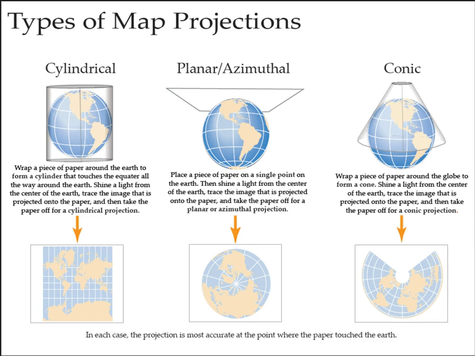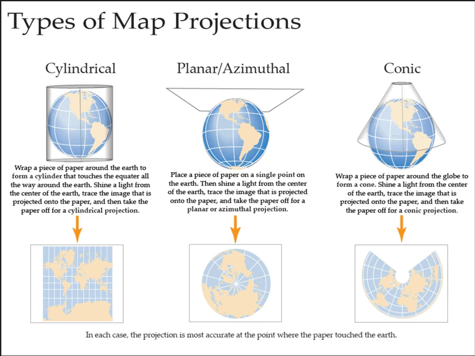The next is the planar or azimuthal. A piece of paper touches a single point on the Earth, and a light shines through the center of the Earth, and this part of the image of the Earth is projected onto this piece of paper, and we can see that here on the bottom. Again, wherever the paper touches the Earth, in this case the North Pole, there's no distortion, but as you move outward, distortion gets greater.